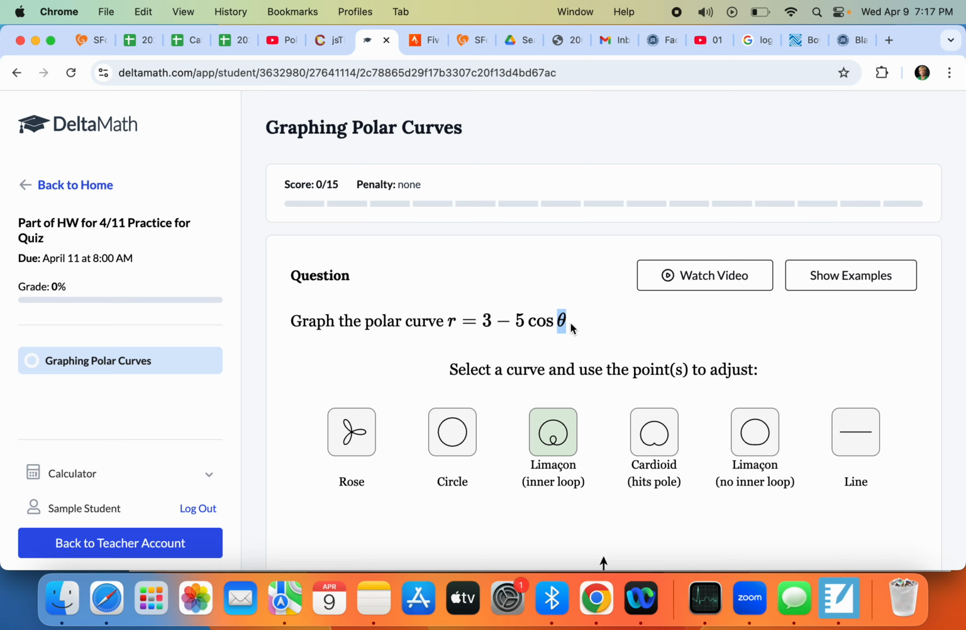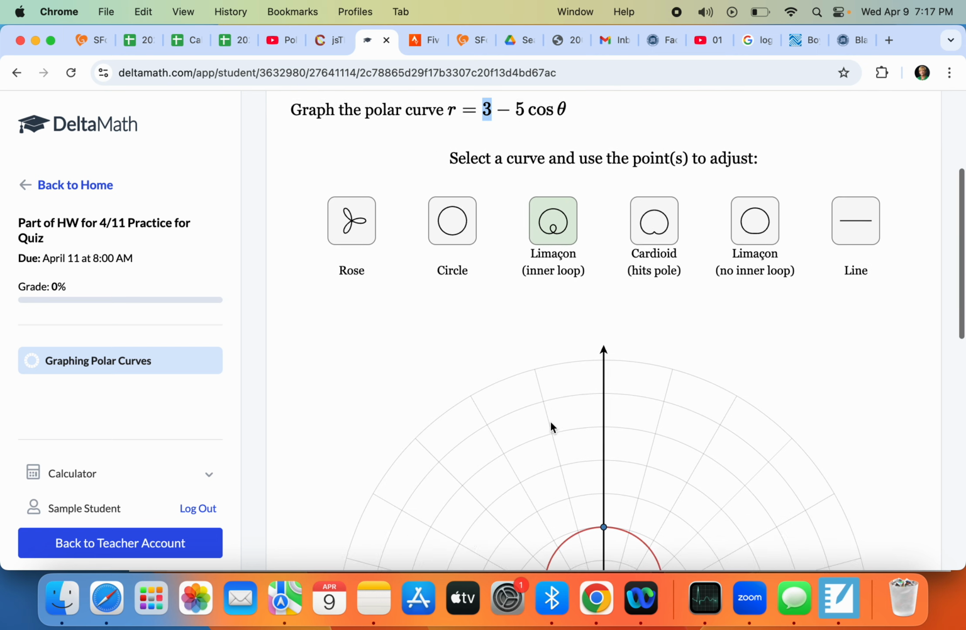Examples for your Delta Math practice for tomorrow. If you have something like these two numbers in the problem, it's going to be one of these three things right here. If the inside number is bigger, like the 5 is bigger than the 3, it's not just going to dent in, it'll loop in. So it's going to have an inner loop. So I'm going to pick this one.